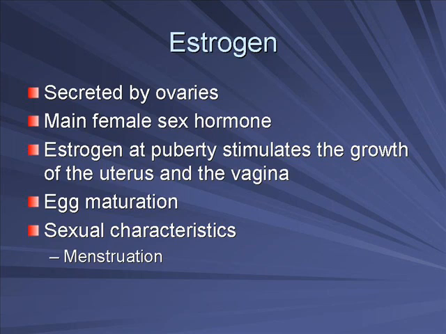Estrogen is also responsible for the maturation of eggs, so getting those eggs ready and mature, so when ovulation happens, they could potentially be fertilized. And finally, estrogen at puberty, you can think of some of the other things that happen, but different sexual characteristics that are common to females kick in, like menstruation, widening of hips, larger breasts, things like that. And that's it.